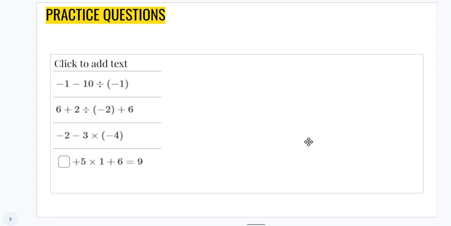Okay, so take your pen and notebook with you and let's start doing it with me. We are starting with this question, that is -1 minus 10 divided by -1. First of all, we have to write Bodmas. Okay, so we have to solve our questions according to Bodmas.